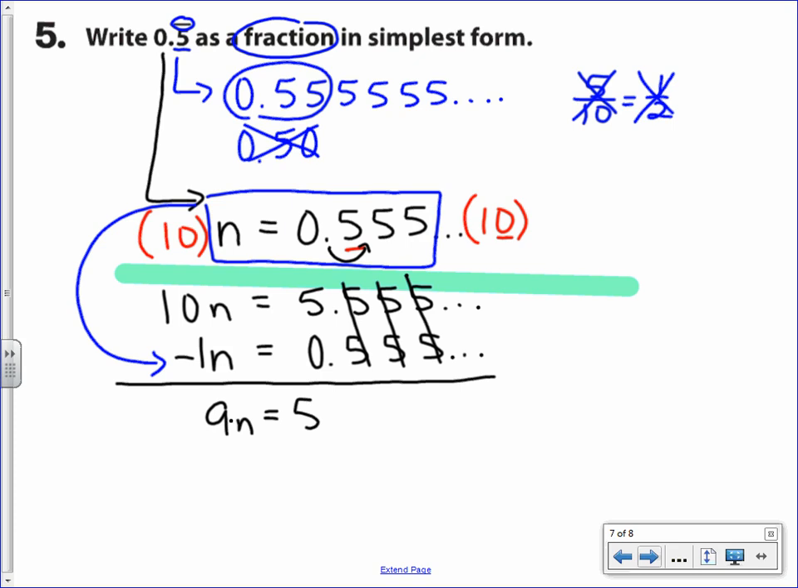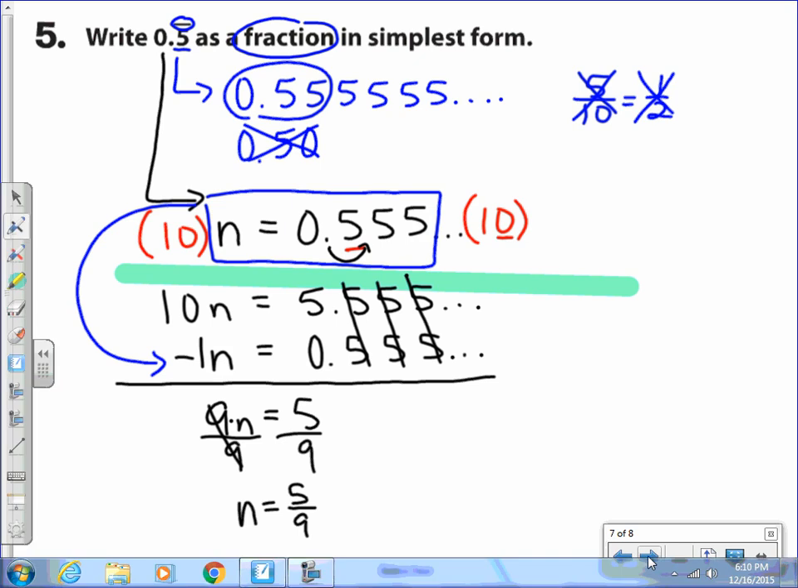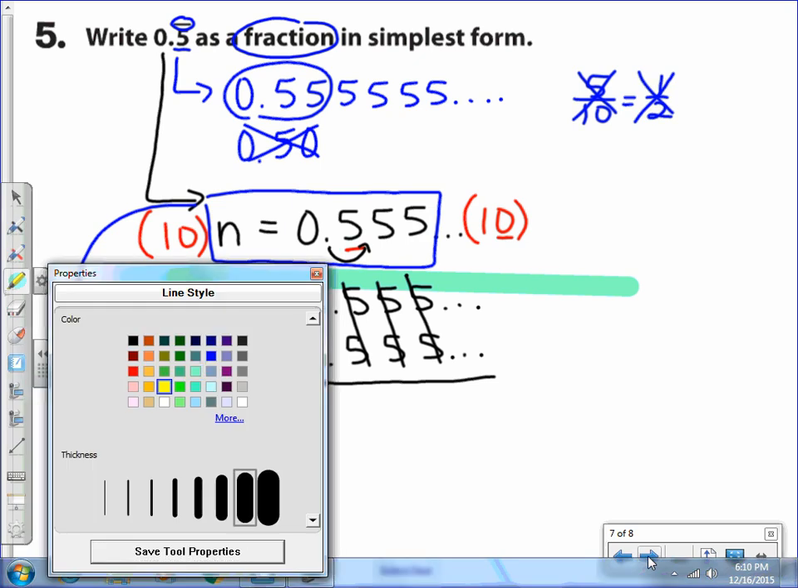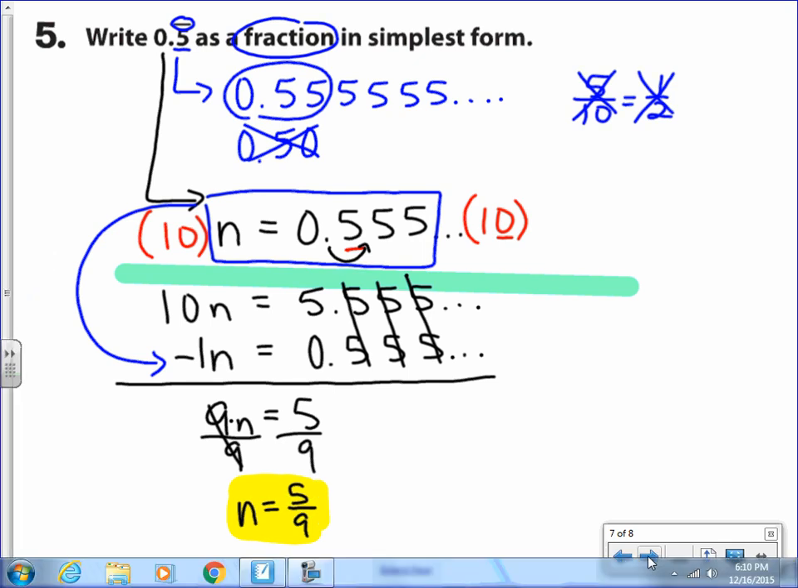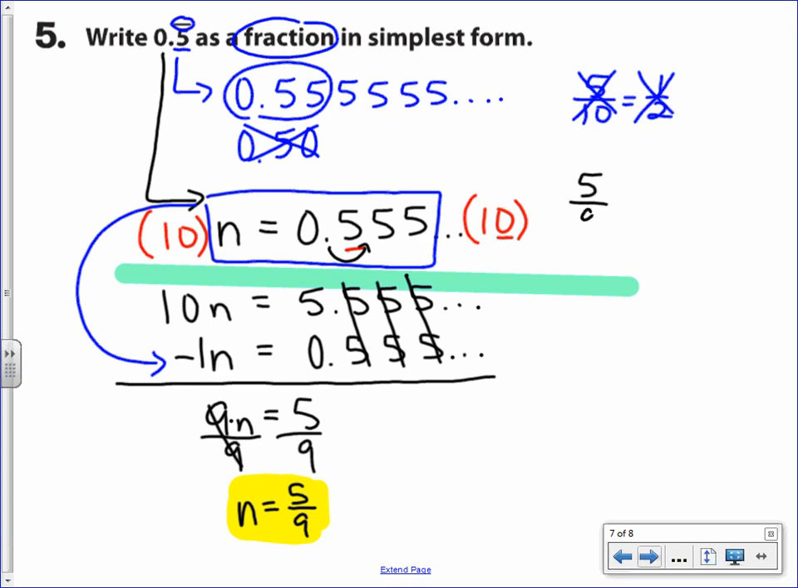The opposite of times 9 is divide by 9. Divide by 9. That leaves me with n equals 5 over 9. All right? What I want you to do right now is take your calculator. I'll wait. Take your calculator, get your phone on, whatever you have to do. Please do 5/9 on your calculator, which is really 5 divided by 9, and see what you have on your calculator.